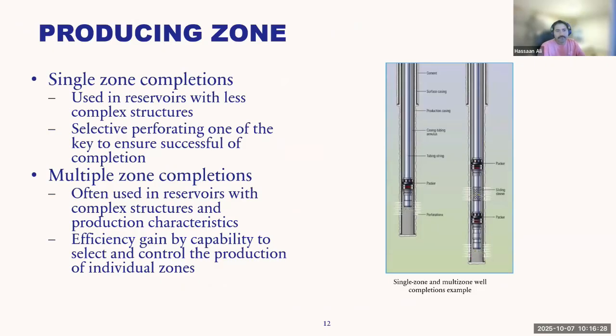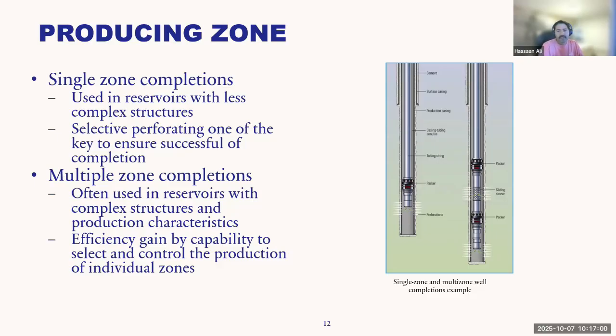There are two types of producing zone: single zone completions and multi-zone completions. Single zone completions are used in reservoirs with less complex structures. So if you have one producing zone, you will use a single zone completion, which you can see right over here on the left-hand side of the picture. Selective perforating is one of the keys to ensure successful completion. So you have essentially one pay zone or one reservoir, and you are producing from that reservoir only.